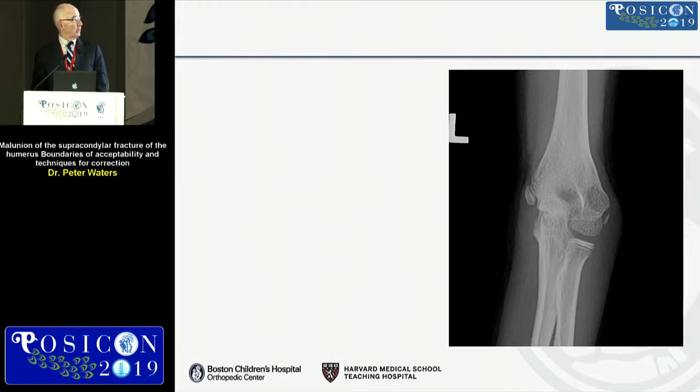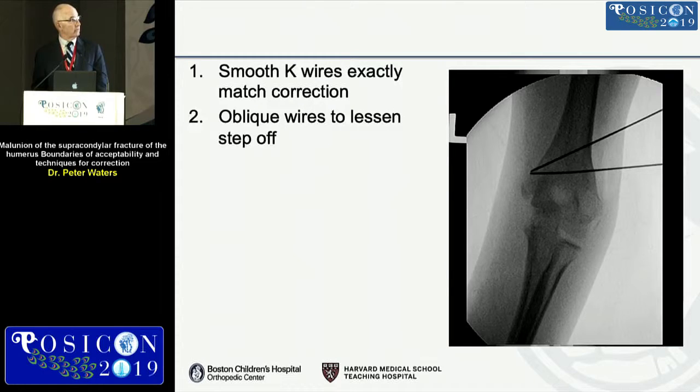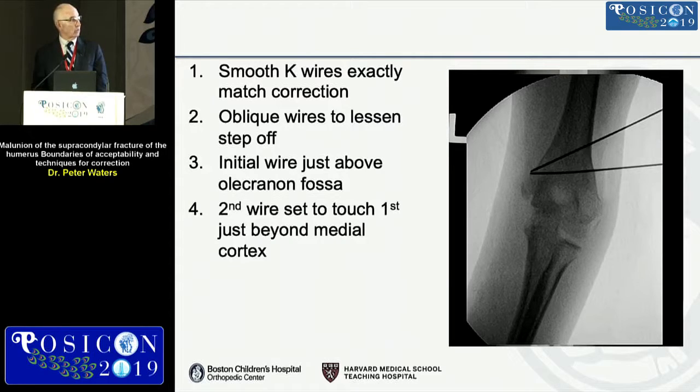So if you walk through it, here it is. Place your pins, and they should almost just kiss on the medial side from lateral. And so you smooth wires in place, oblique wires lessen your step-off subsequently. You keep that initial wire just above the olecranon fossa. The second wire should touch just beyond the medial cortex, but not enough to penetrate the ulnar nerve on that side, so you're going to avoid the ulnar nerve issue.